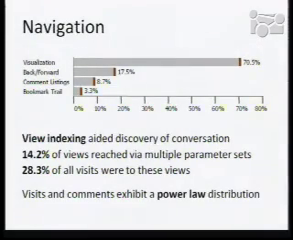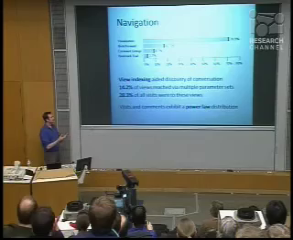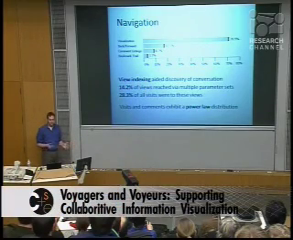We also looked at navigation patterns, that is how people arrived at particular views. And the big finding here was that our view indexing technique really aided conversation. So by indexing the state of the view and using that to tie to collaboration, it's very helpful. And I say this because 14.2% of views were reached via multiple parameter settings. But of all visits, 28.3% of all visits were to these multiply parameterized views. So if we didn't do this indexing, people would have missed conversation.